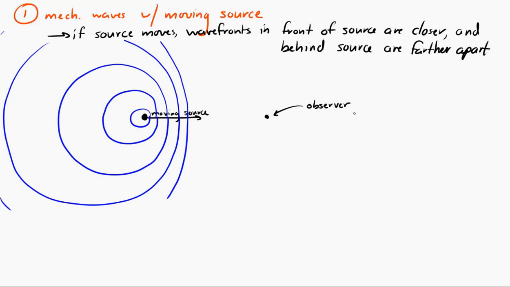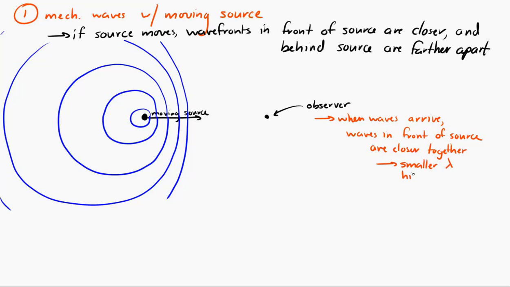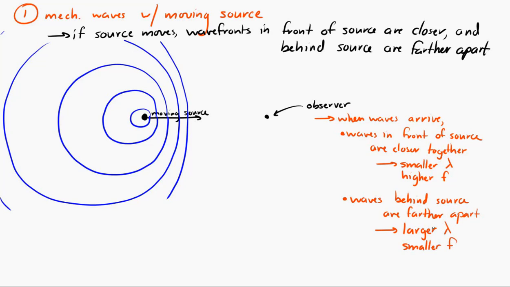When the waves reach the observer, the ones in front of the source are going to be closer together. The wave fronts are closer together, and so those waves will have a smaller wavelength and a higher frequency. Once the source moves past the observer, the wave fronts reaching the observer are further apart, and so we'll have a larger wavelength and a smaller frequency.